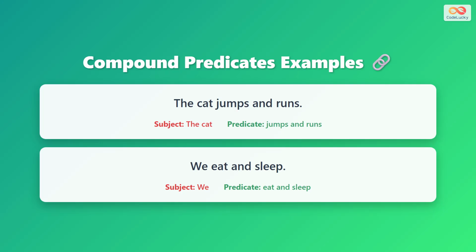The cat jumps and runs. Subject is the cat, compound predicate is jumps and runs. We eat and sleep. Subject is we, compound predicate is eat and sleep. One subject with multiple actions stays simple.